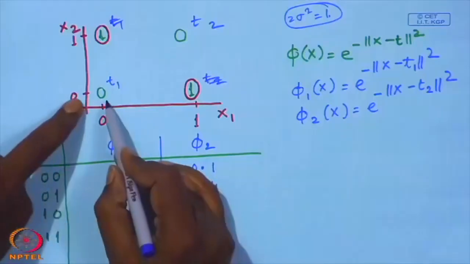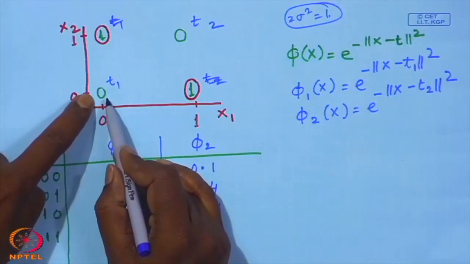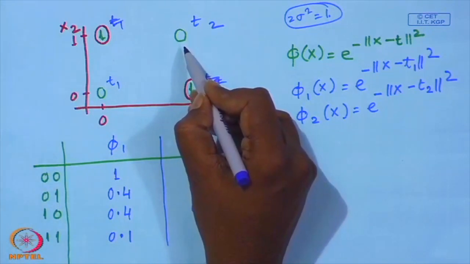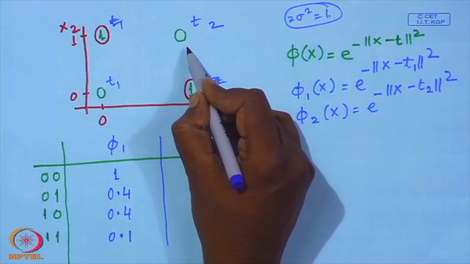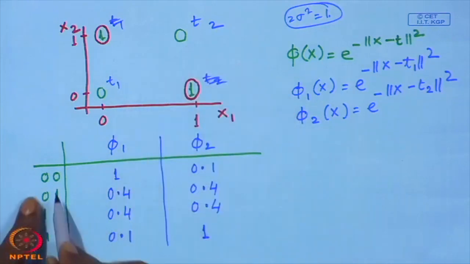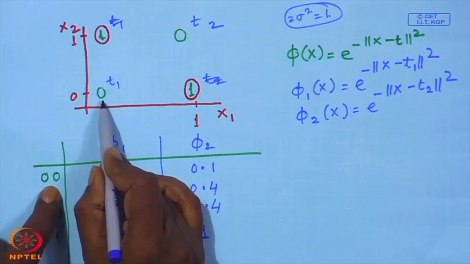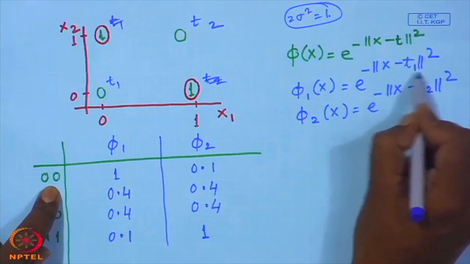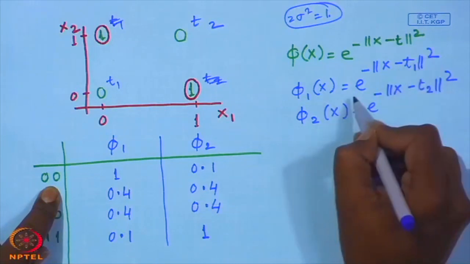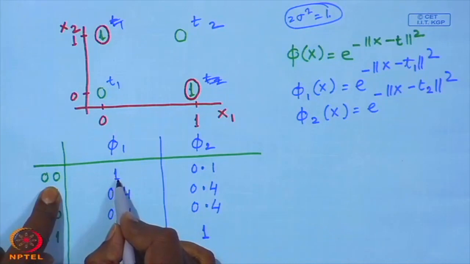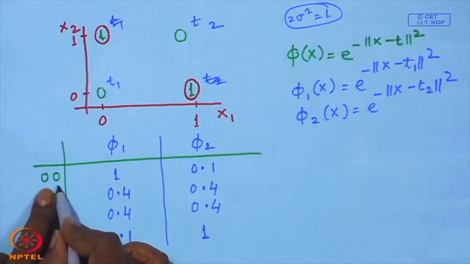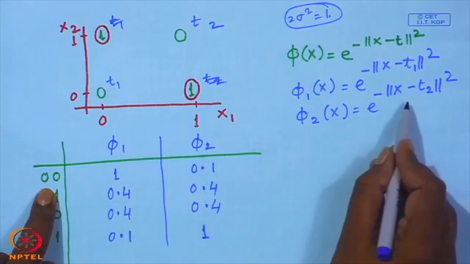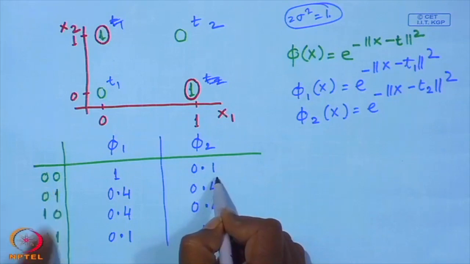What I have used is this 0 0 as one of the receptors of the radial basis function, and 1 1 as another receptor of the second radial basis function. Obviously, 0 0 coincides with my receptor T 1. So, x minus T 1 square will be equal to 0, and e to the power 0 is equal to 1. So, phi 1 of x, which is 0 0, is equal to 1. Similarly, phi 2 of x will be equal to 0.1.